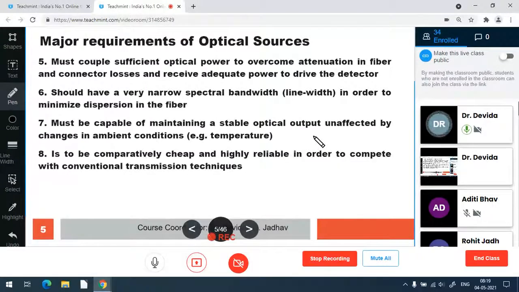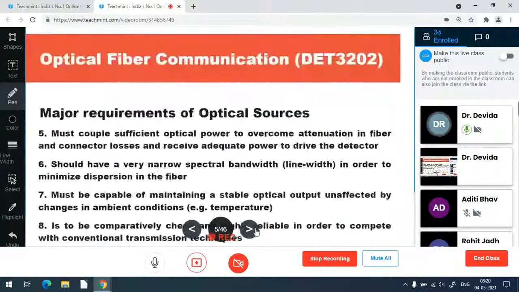So source must couple sufficient optical power to overcome attenuation in the fiber and connector losses, and the receiver should receive the adequate power to drive the detector. Source should have very narrow spectral bandwidth, line width, in order to minimize dispersion in the fiber. Source must be capable of maintaining a stable optical output unaffected by the changes in the ambient conditions, that is the temperature. Source is to be comparatively cheap or cost effective and highly reliable in order to compete with conventional transmission technique. These are the major requirements of the optical sources.